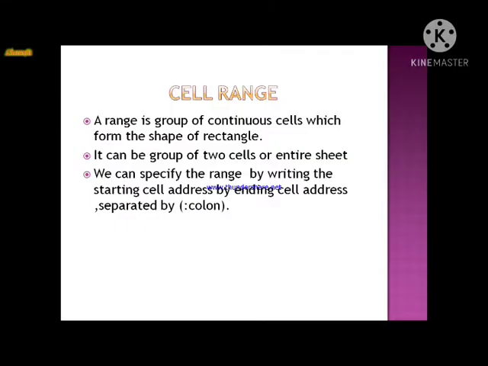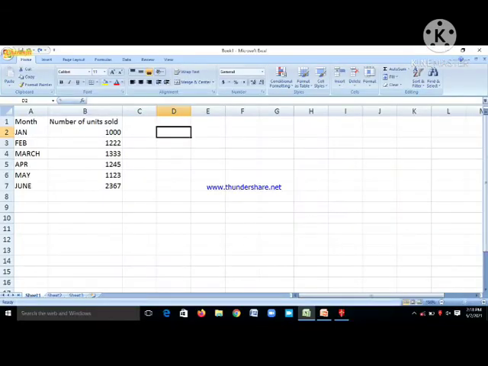What is a cell range? A range is a group of continuous cells which form the shape of a rectangle. It's a group of two cells or a group of cells of the entire sheet. We can specify the range by writing the starting cell and a colon, and at the end we have to write the ending cell address.